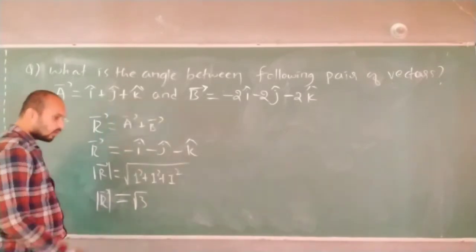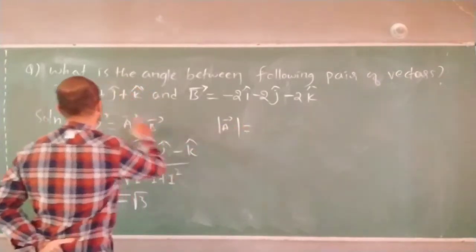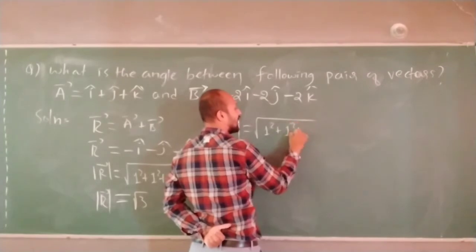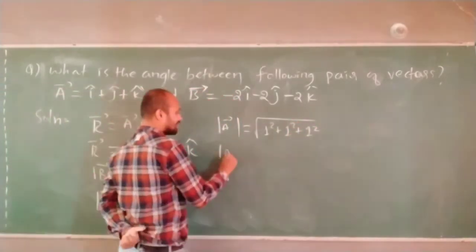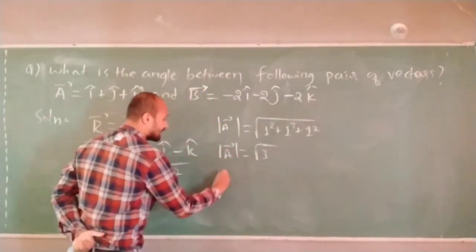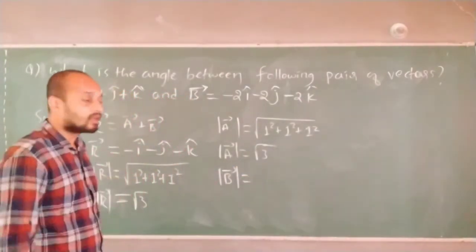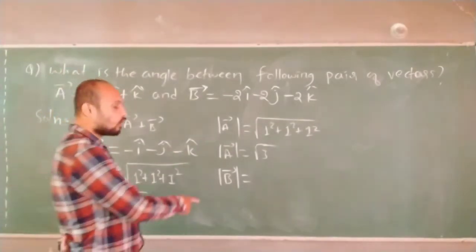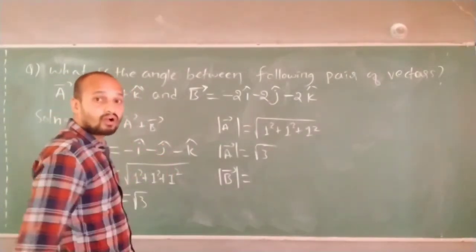Once you know this, you can find mod A. What is the magnitude of A? It will become again 1 square plus 1 square plus 1 square. So mod of A will become root 3 again. Correct? Let us find mod of B. This is the method by which you find the angle between them without using the product of vectors. I am going to make two solutions: one without using the product of vectors, and then using the product of vectors.